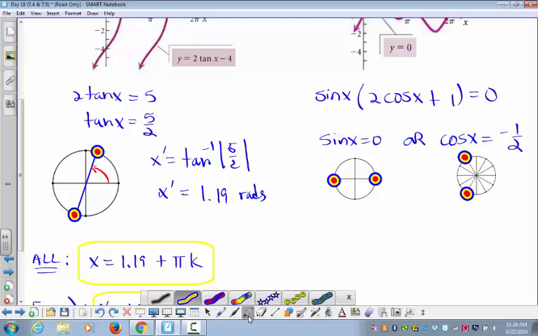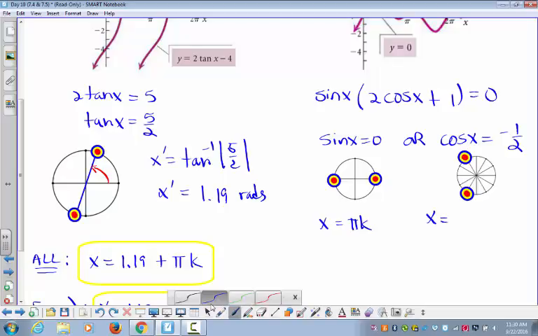So let's look at this one on the left. Those are evenly spaced, so we can actually get away with one line for our solution. What do you think it would be? Yeah, pi k. If you go to this first representative solution, that's zero. And to get to the next one, you add or subtract pi. So it'd be 0 plus pi k, which is just pi k. Yeah, good.